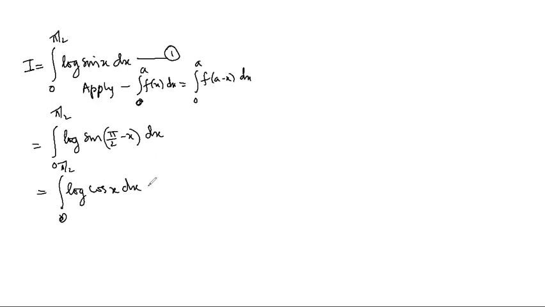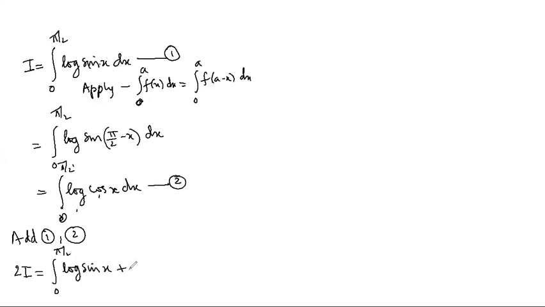Now one point to remember here: from this step you came to know integral 0 to pi by 2 log sin x and integral 0 to pi by 2 log cos x have the same answer. Both of them will have the same answer because both are equal. Now add I plus I. What do you get? 2I is equal to 0 to pi by 2 log sin x plus log cos x.